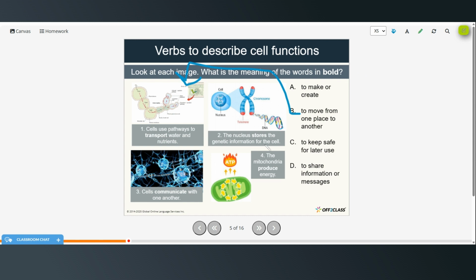The nucleus stores the genetic information of the cell. That would be C, to keep safe for later use. Cells communicate with one another. So that would be D, to share information or messages. And the mitochondria produce energy, so produce means to make or create.